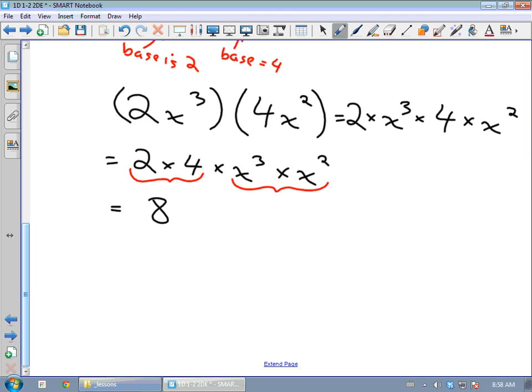And what if I multiply x cubed times x squared? Well, let's see. Powers of the same base. What's my rule here? I'm going to keep the base. What's my new exponent going to be? It's going to be 5. I'm going to add these two exponents together. I get a power of 5 there.